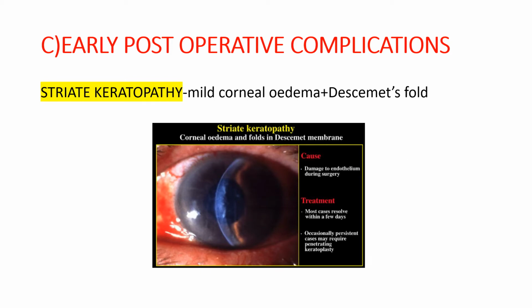Now this picture shows striate keratopathy, which is again an early post-operative complication of cataract surgery. Normally this happens due to some endothelial loss while doing surgery. As we all know, endothelial cells don't regenerate. So once endothelial cells are lost, this will be followed by some edema. If there's a mild corneal edema, there will be some Descemet membrane folds also, and such a condition is called striate keratopathy. Here in the picture you can see there's swelling of the cornea, there's edema of the cornea. There are fine lines here and there, which are nothing but Descemet folds. So this is a case of striate keratopathy.